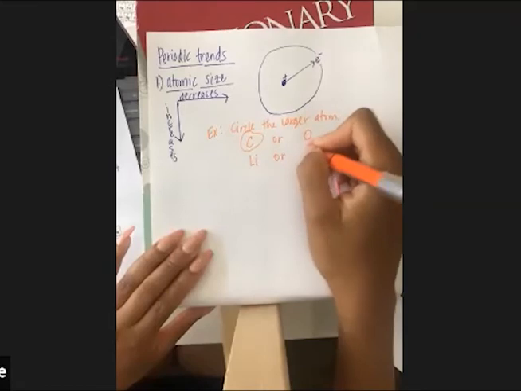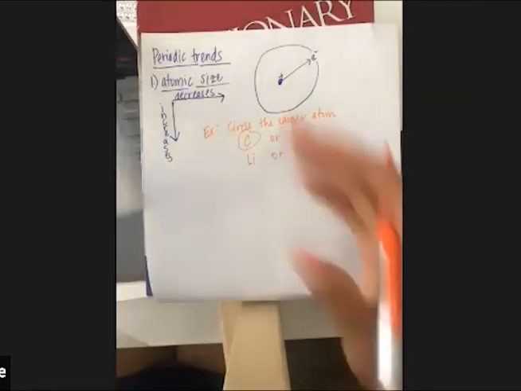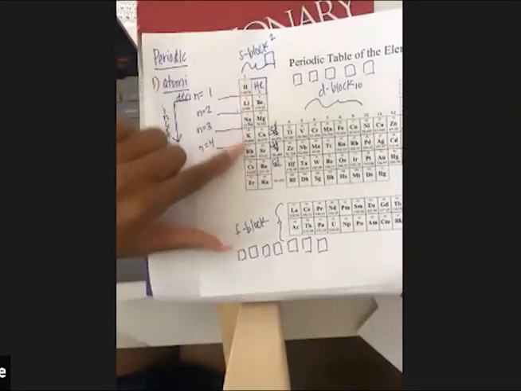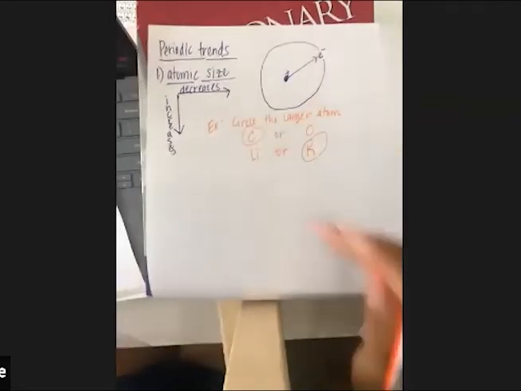But let's look at lithium or potassium. Somebody else tell me what they think the larger atom's going to be between lithium and potassium. Potassium. Yep, it's going to be potassium, because they're both in group 1. As you go down, the atom gets bigger. So we're going to say potassium is bigger.